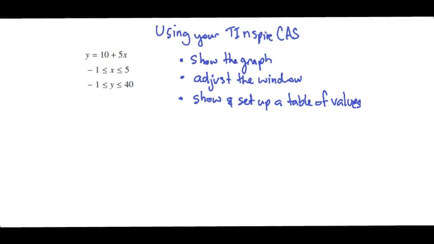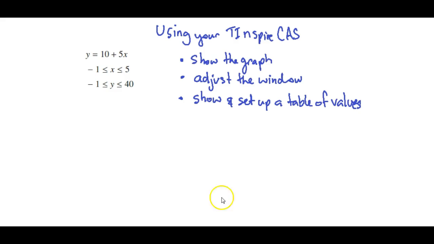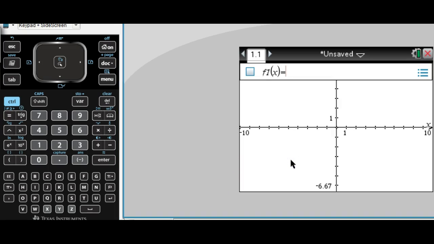We need to be able to use your CAS calculator to show these linear graphs. Also, we need to know how to adjust the windows so we can see them better. And finally, we also want to be able to show and set up a table of values. So let's have a look at an example of the line y equals 10 plus 5x, and we want to restrict the window between x values -1 to 5 and y values -1 to 40. So that's that one here.